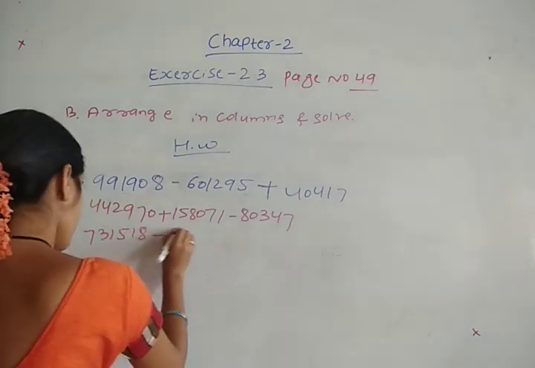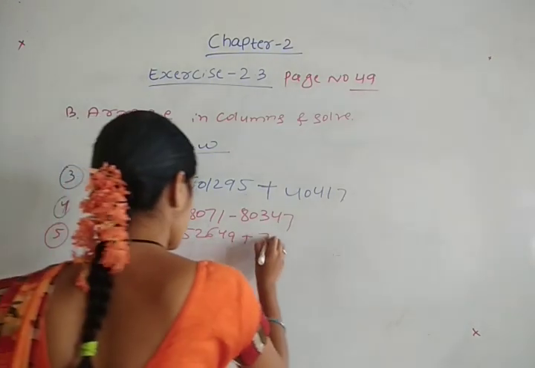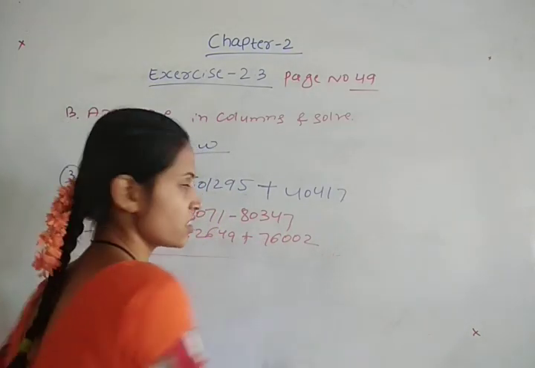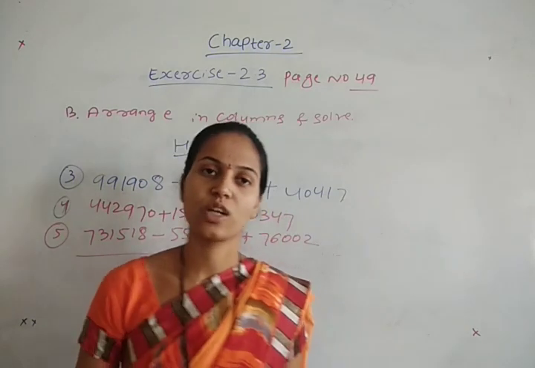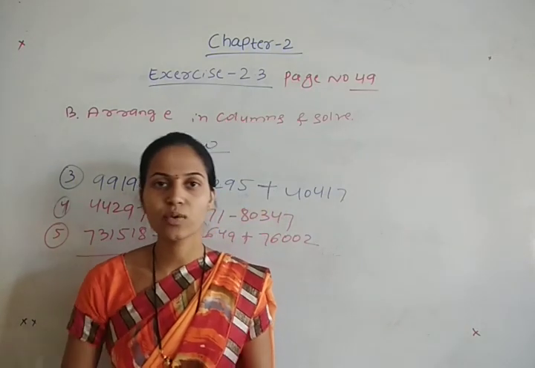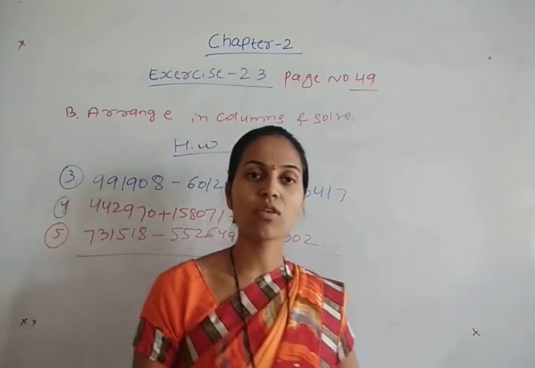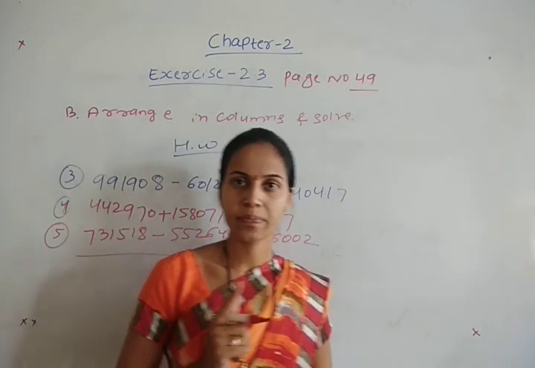731518 minus 552649 plus 76002. So please write down these problems and do it in your home, and please send me compulsory. Okay, if you send the homeworks, then only I will give 5 marks in your FA3 test. So whoever will not send the homework, I will deduct 5 marks from your FA tests.